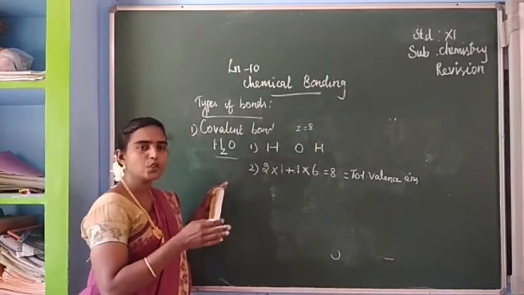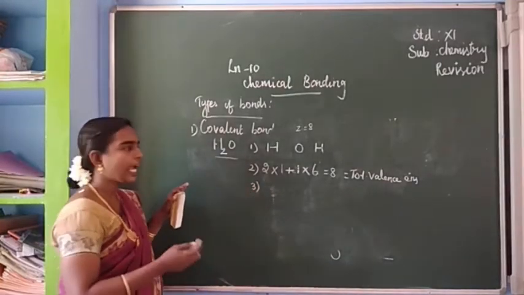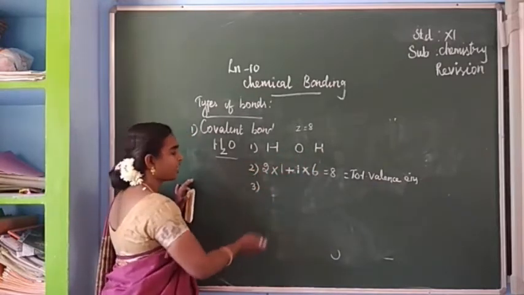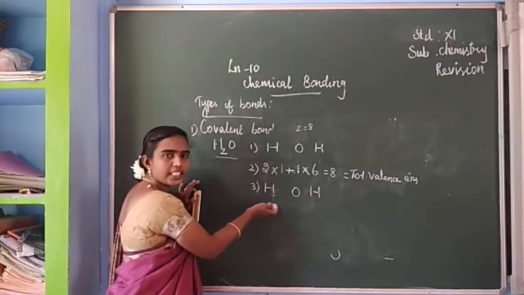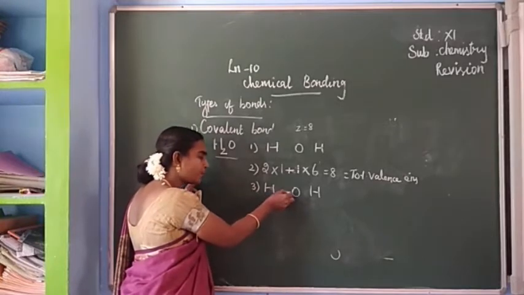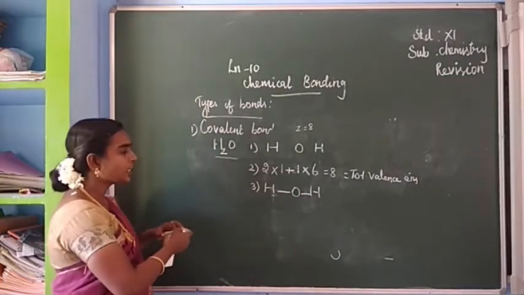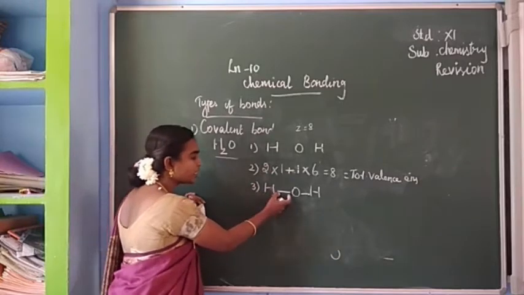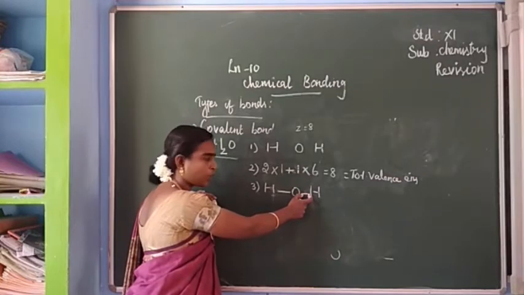After calculating the total number of valence electrons, we have to connect these atoms by using a single covalent bond like this, HOH. So we have written the skeletal formula, isn't it? In the skeletal formula, we have to connect these atoms with a single covalent bond. So this single covalent bond contains how many electrons? 2 electrons. So this bond carries 2 electrons and this bond also carries 2 electrons.